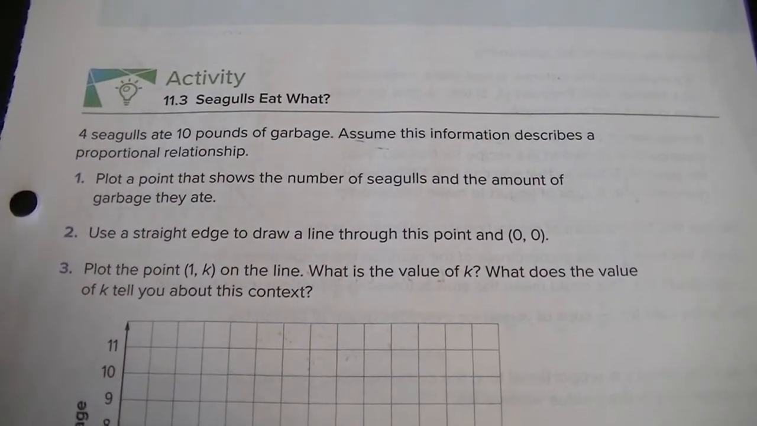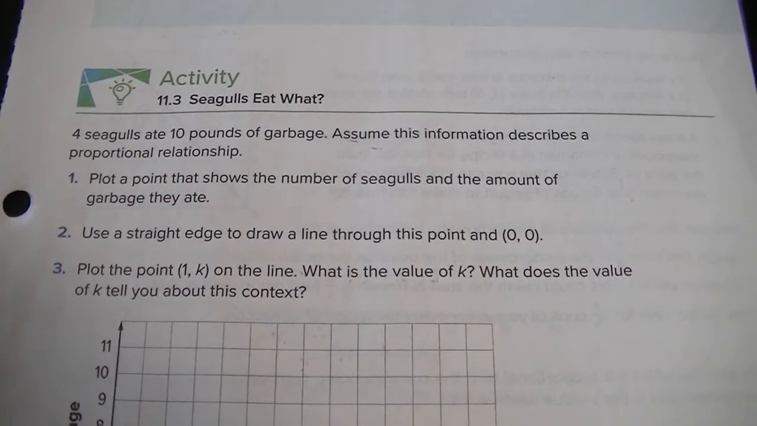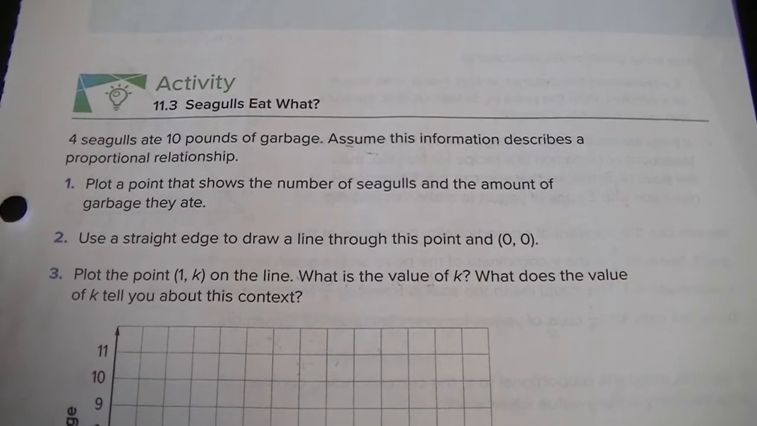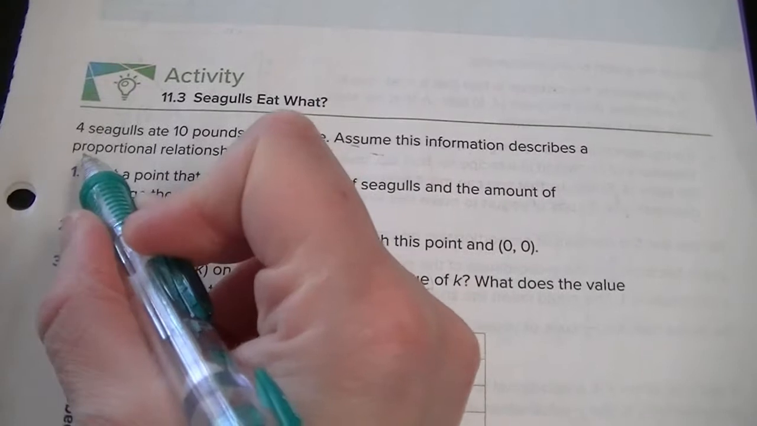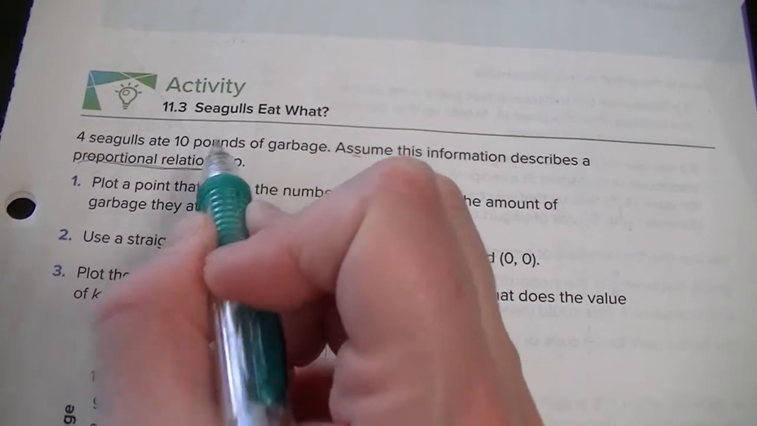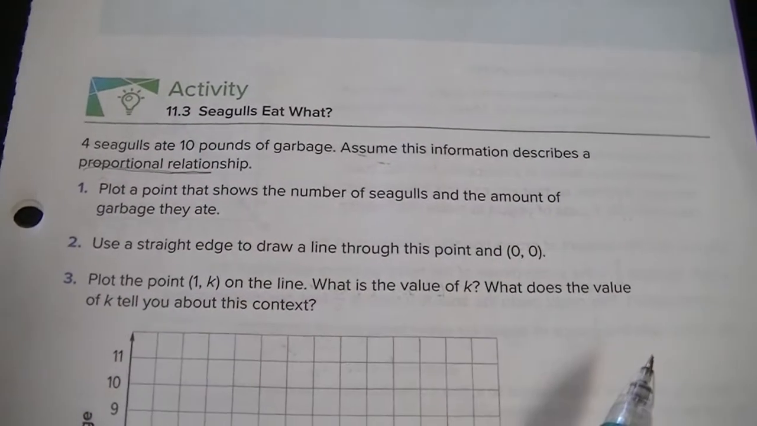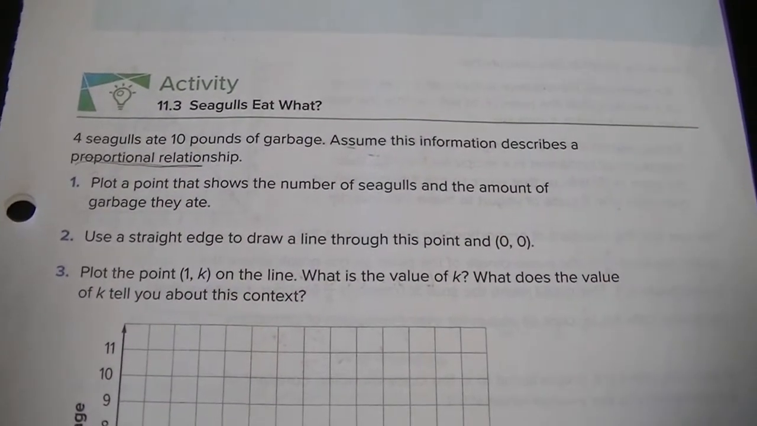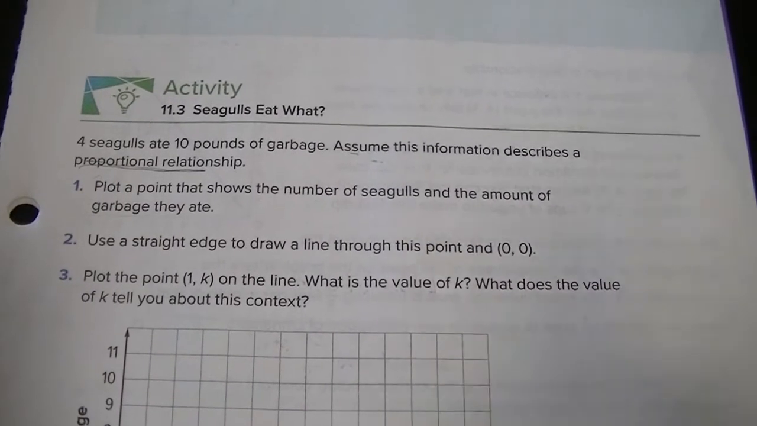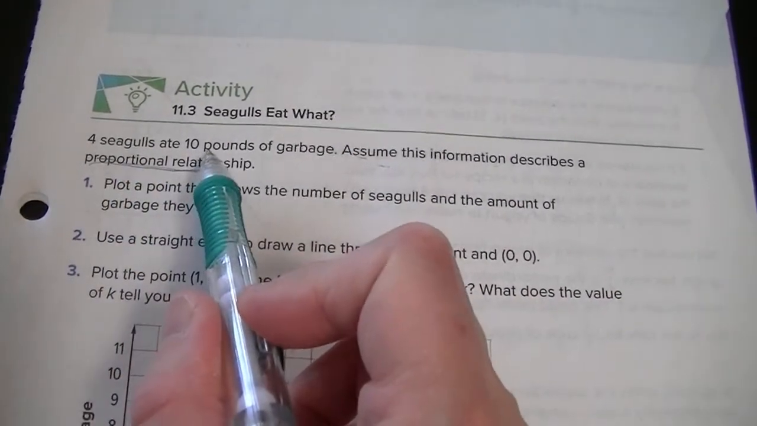The next activity says, 4 seagulls ate 10 pounds of garbage. Assume this information describes a proportional relationship. Okay, so they're telling us, make the assumption that they're eating this at a constant rate, okay? Number 1 says, plot a point that shows the number of seagulls and the amount of garbage they ate. Well, we got 4 seagulls and they ate 10 pounds of garbage.